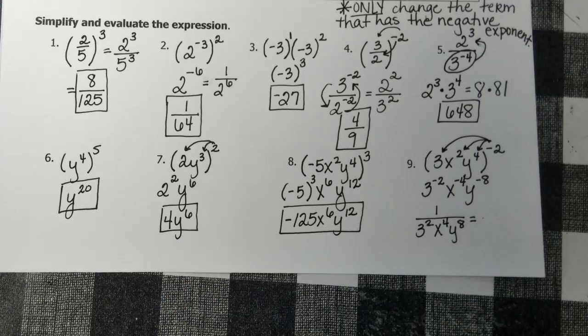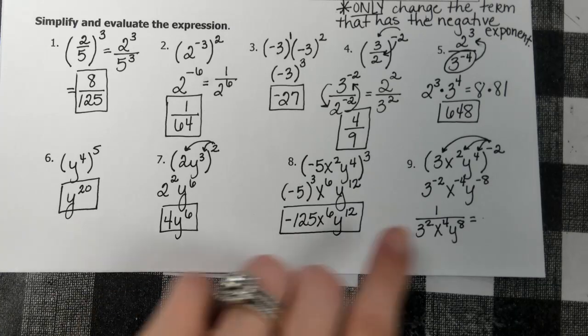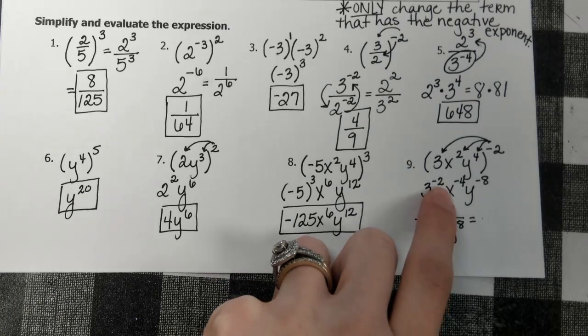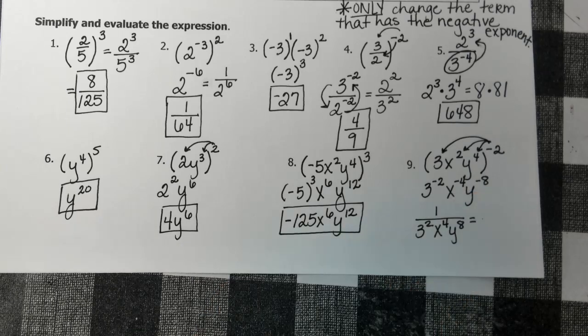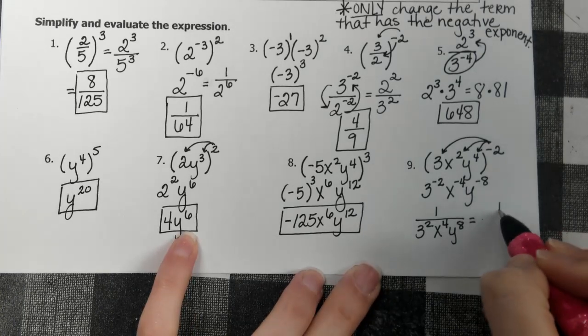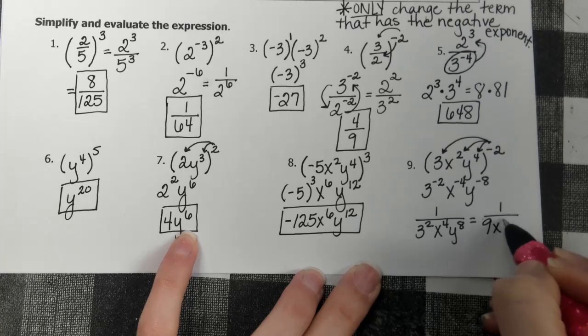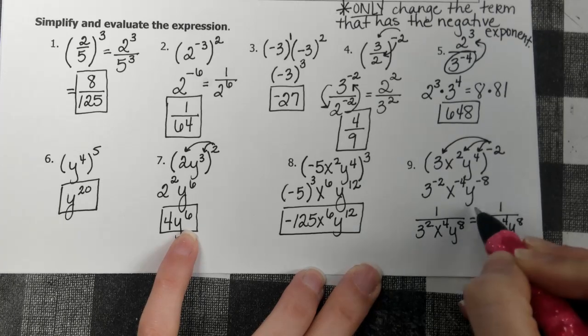Okay, so you should never have multiple fractions as your final answer. It all gets condensed down to 1. Even if this was a 3 to a positive 2 and the rest were negatives, that 3 squared would stay, and everything else would go below it. So everything is always one term as your final answer. Okay, so my final answer should be 1 over 9x to the 4th y to the 8th.